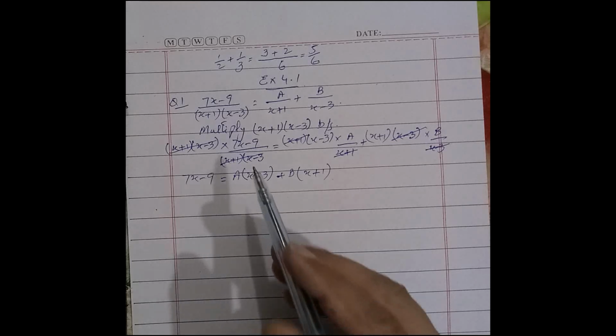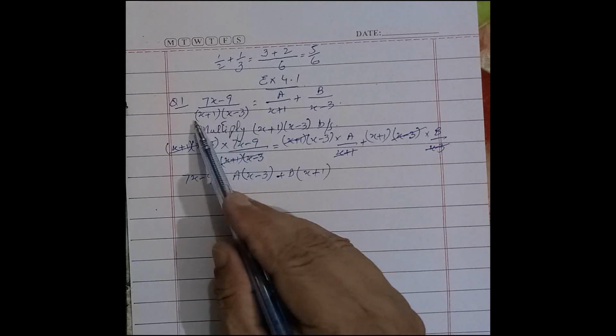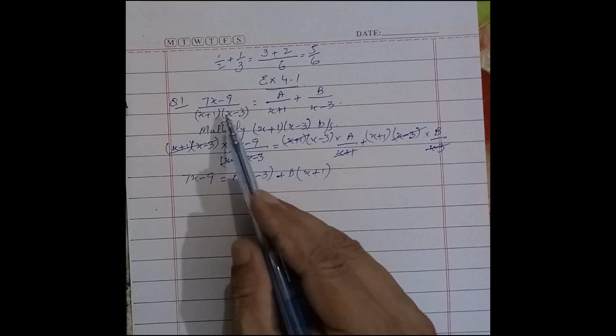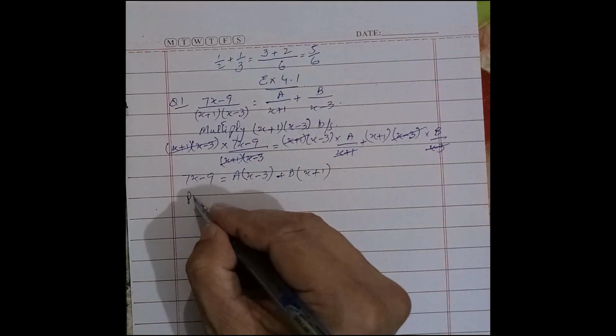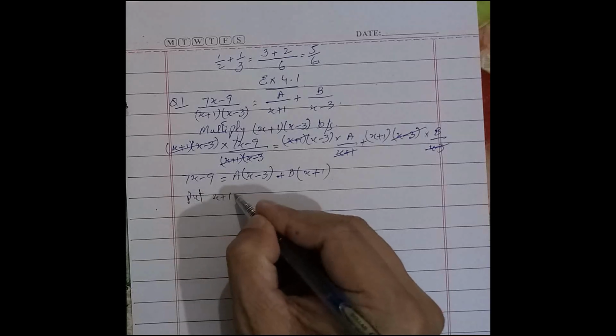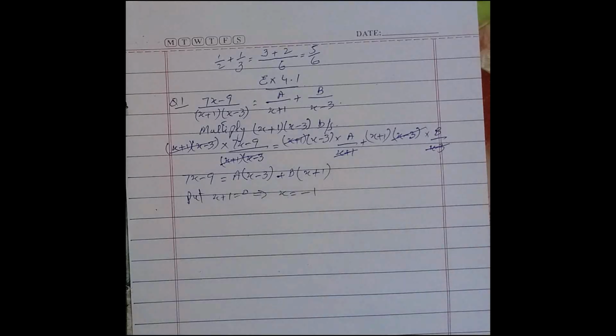Now these two values, x plus 1 and x minus 3, are the factors of the fraction, and we know that the factor of the expression is always equal to 0. So we put these one by one: x plus 1 is equal to 0, which implies x is equal to minus 1.